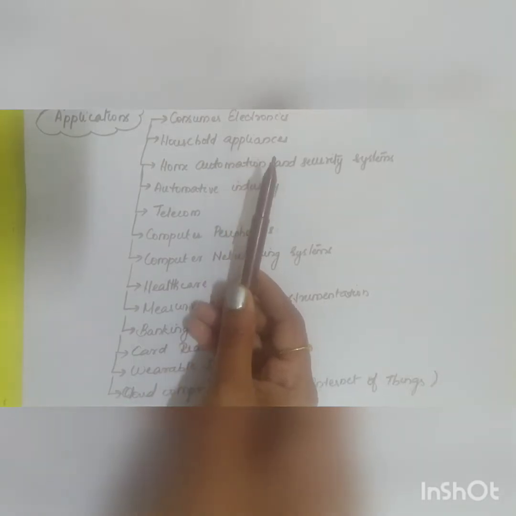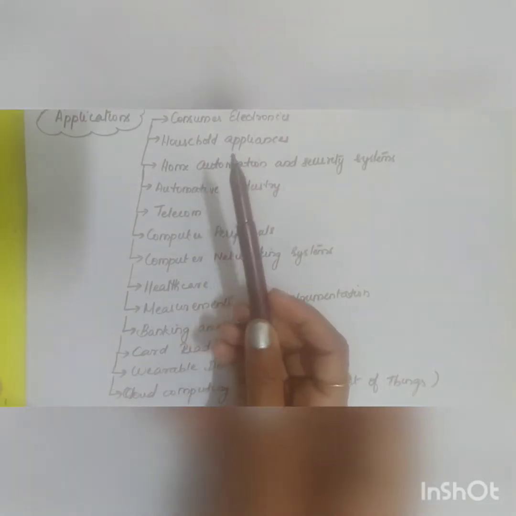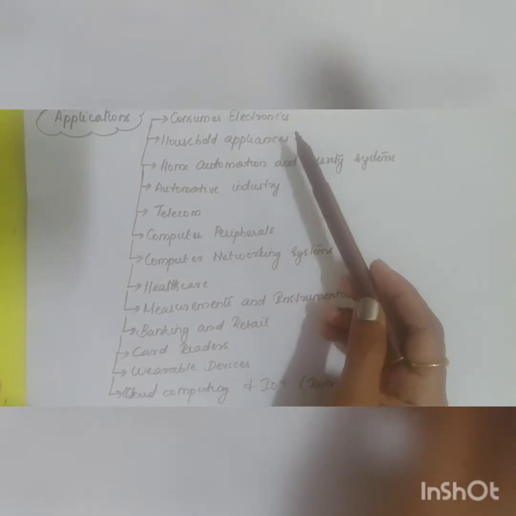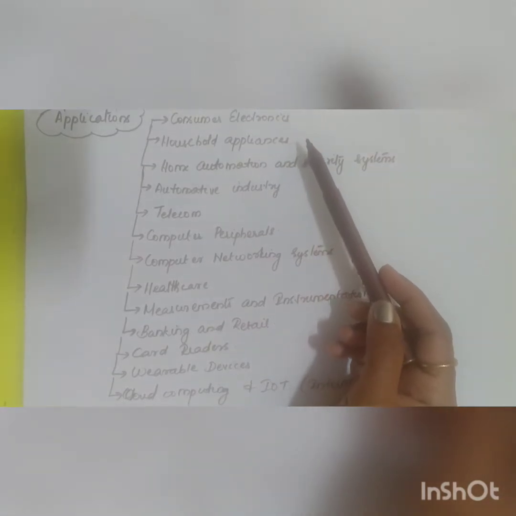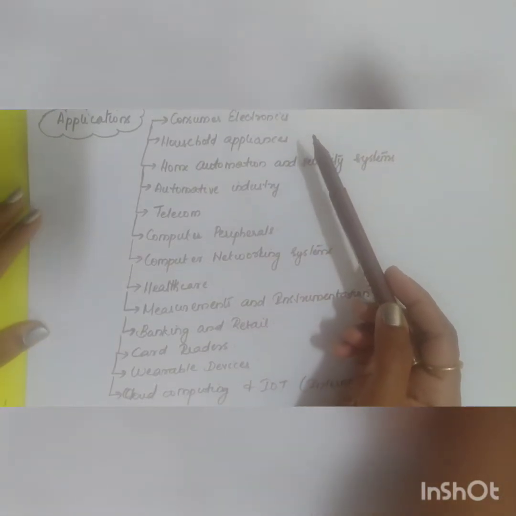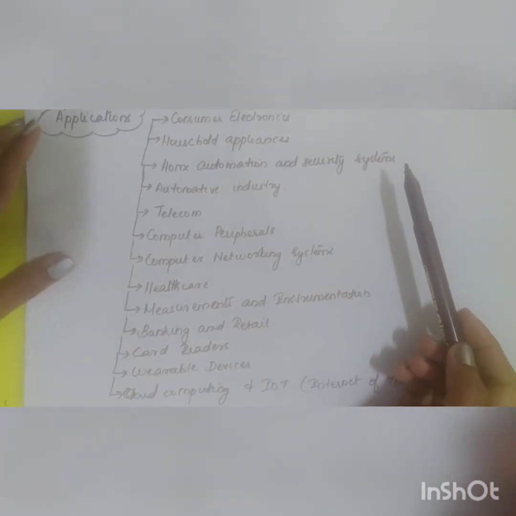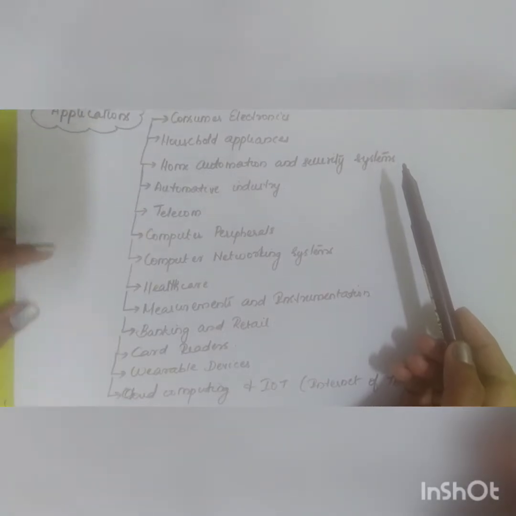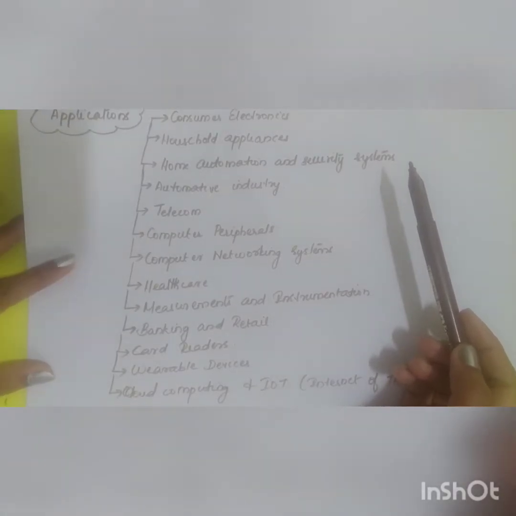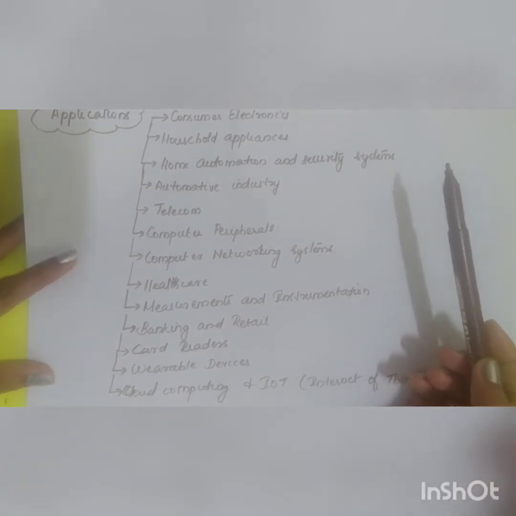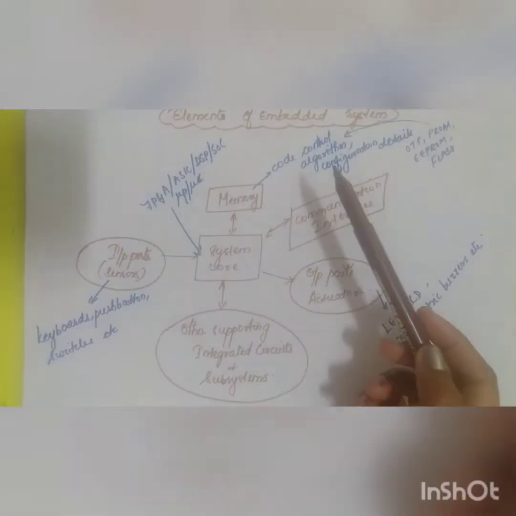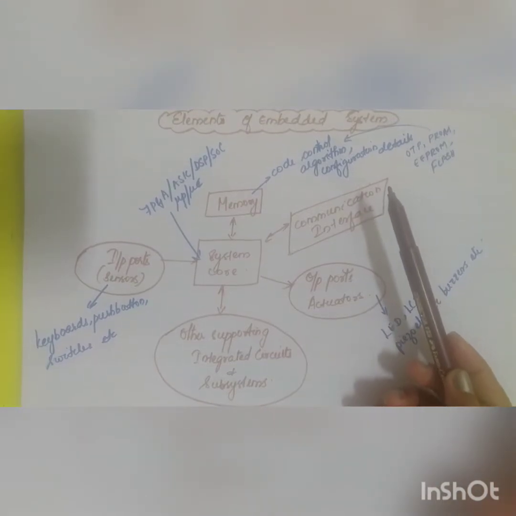So the next topic in embedded systems is the applications of embedded systems. The applications are: it is used in consumer electronics, household appliances, home automation and security systems, automotive industry, telecom, computer peripherals, computer networking systems, healthcare, measurements and instrumentation, banking and retail, card readers, wearable devices, cloud computing and Internet of Things. Okay. So these are the important applications.